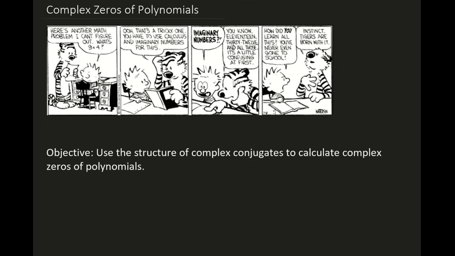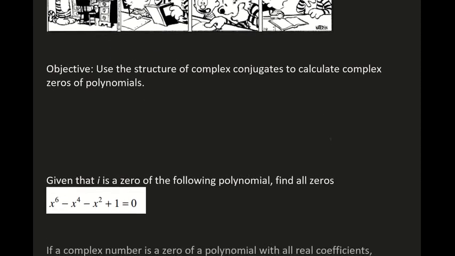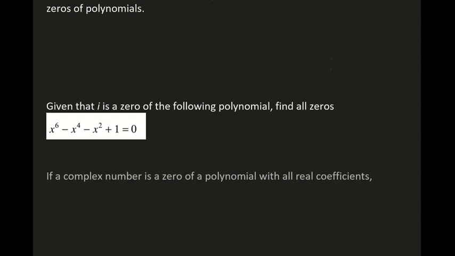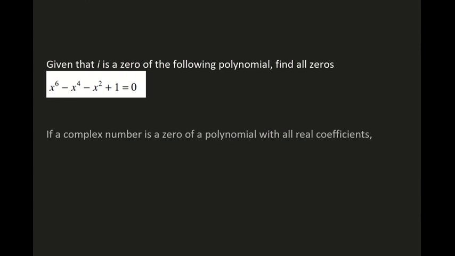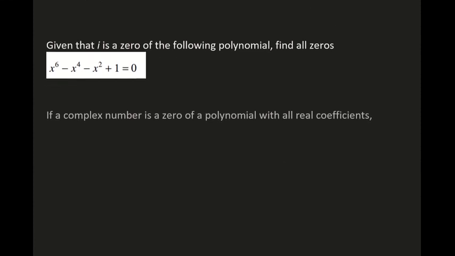Hello, today we're going to be taking a look at the complex zeros of polynomials. So what we're going to do is use the structure of complex conjugates to calculate complex zeros of polynomials. Now, we will have problems such as this, where if we're given that i is a zero of the following polynomial, we need to find all of our zeros.